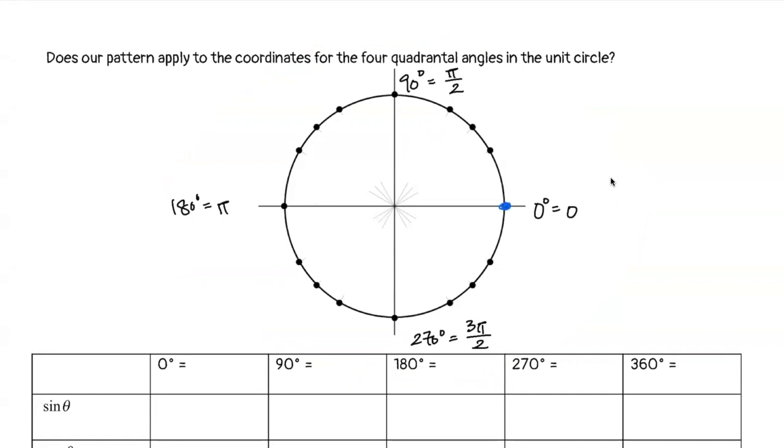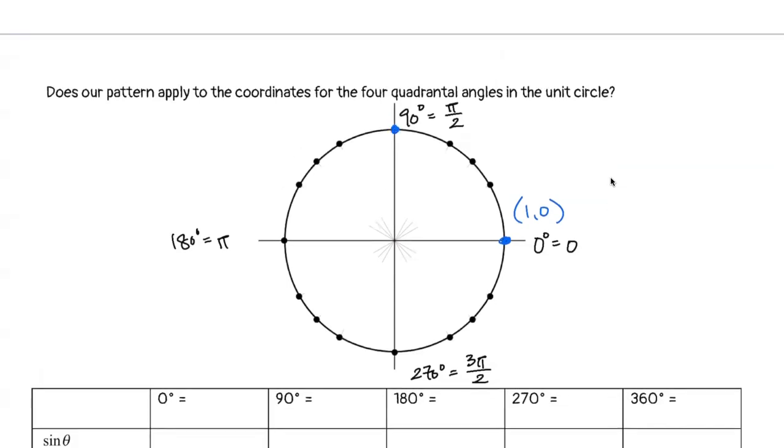Now, let me tell you, this is a unit circle. What does that mean the radius of this circle is? Radius is 1. So what's the coordinate of that point? 1, 0. 1, 0. Beautiful. All right, we're going to skip to the next quadrantal angle, the one at pi over 2. What is that coordinate? Beautiful. 0, 1.